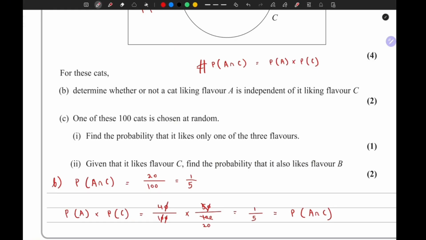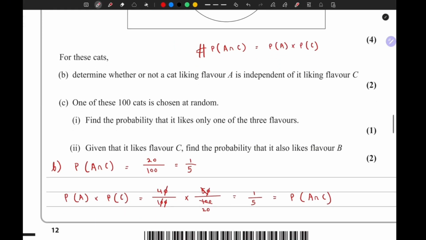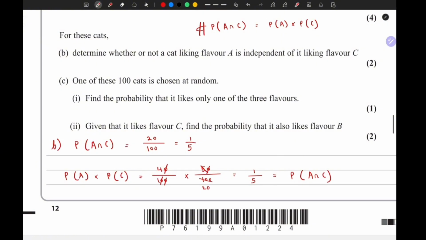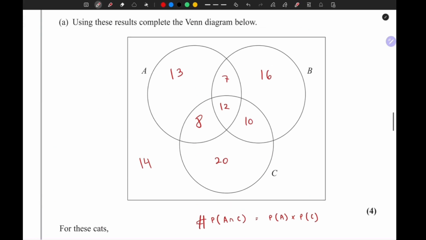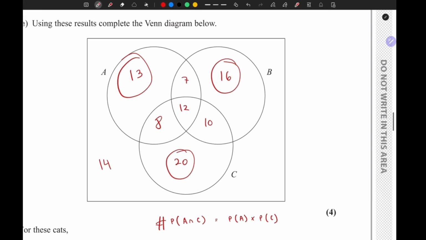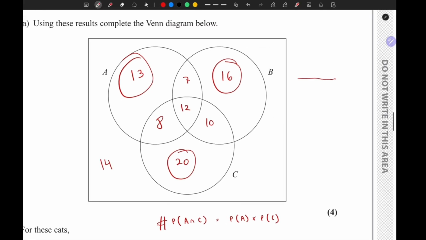Now, one of these 100 cats is chosen at random. Find the probability that it likes only one of the three flavors. So let's look at the possible combinations. It may like only flavor A or flavor B or flavor C. So the total outcome is 100. And the required outcome is 13 plus 16 plus 20, which is 49.